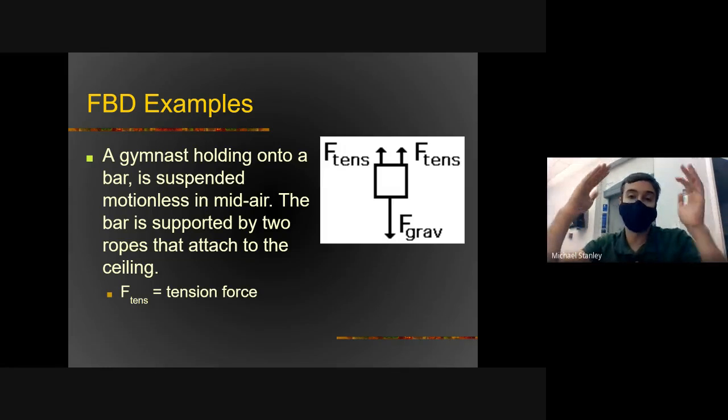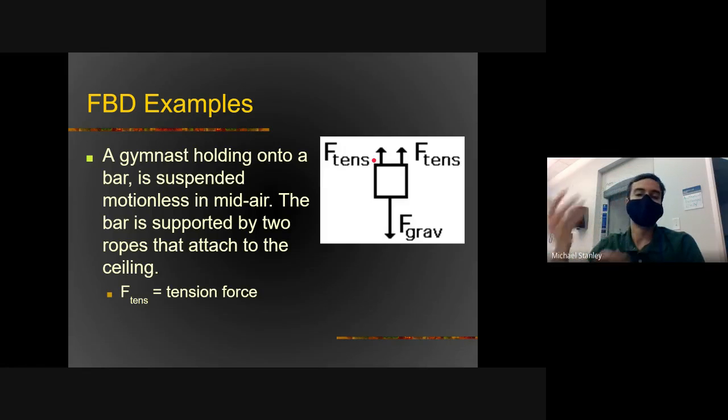But the reason that they don't fall down to the ground is because of the tension between the bar and the ropes that are connected to the ceiling. So you have gravity pulling the bar down and the tension force of the ropes pulling the bar up. These guys are balanced, so there's no movement happening.